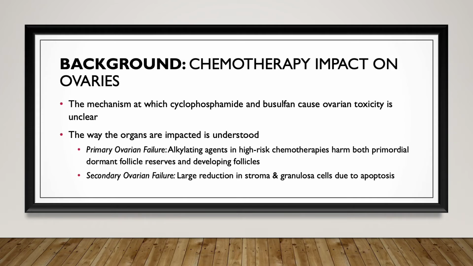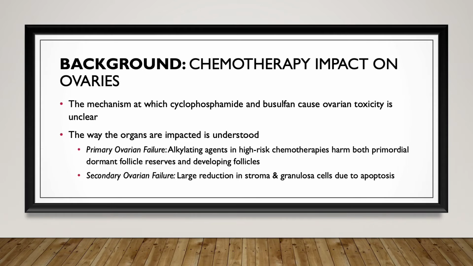Now we'll review the impact chemotherapy has on the ovaries. While the exact mechanism by which cyclophosphamide and busulfan cause ovarian toxicity is unknown, research has been done to understand the specific effects they have on the reproductive organs. There are two types of ovarian failure that can occur: primary and secondary.